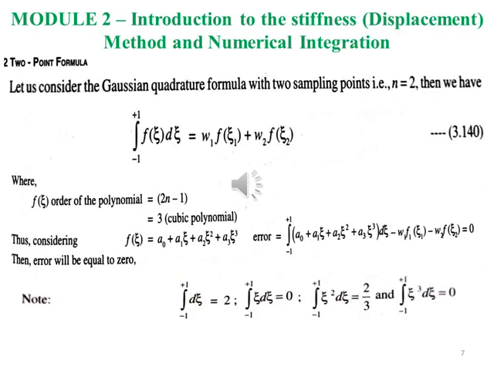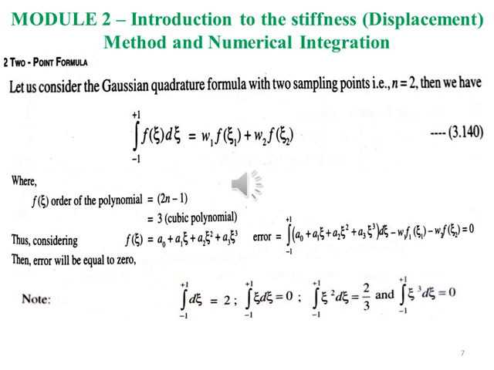Now let us see the 2-point formula. For the 2-point formula, let us consider the Gaussian quadrature formula with 2 sampling points, that is n is equal to 2. Hence when we are integrating function of z dz from minus 1 to plus 1, we will get 2 weights, that is w1 and w2, and similarly 2 functions f of z1 and f of z2, which is represented by equation 3.14.